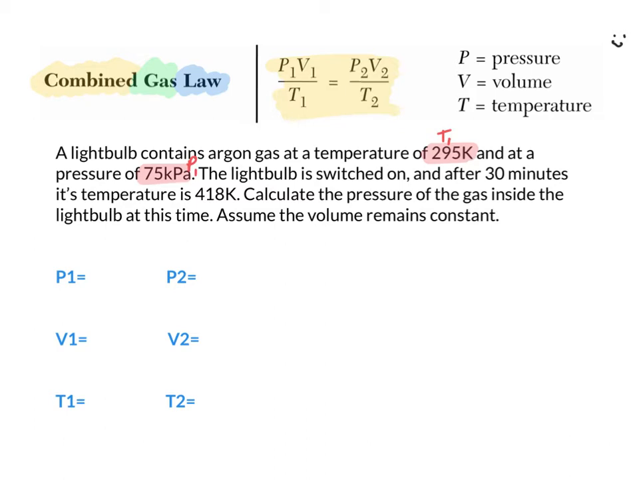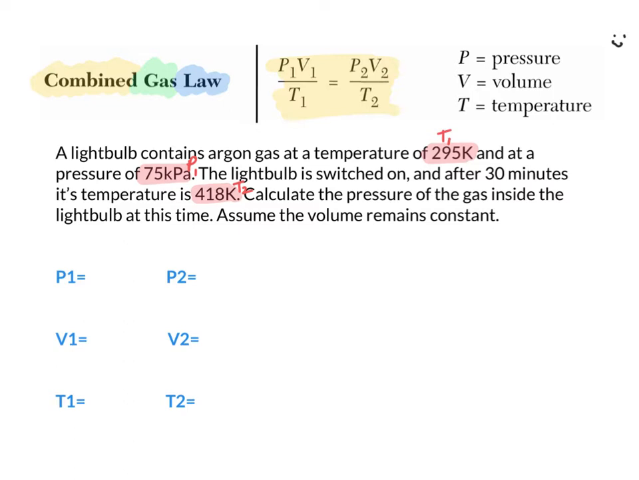The light bulb is switched on, and after 30 minutes, its temperature is 418. Well, that makes sense. You know how light bulbs get hotter as they're on for a while. So this one went from 295 kelvins all the way up to 418 kelvins. So this right here is definitely a temperature, but it's the final temperature after the change. After the light bulb was on for those 30 minutes, this is actually T2, the second condition of it. Originally it was 295 and then it was 418. That's where the 1 and the 2 come in.